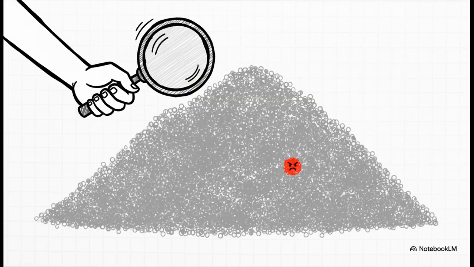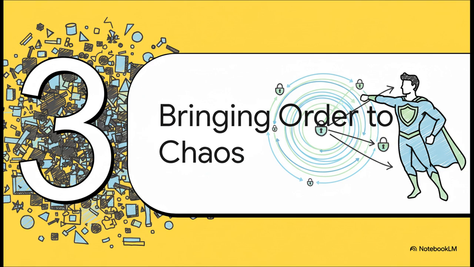So, here's the bottom line. Asking a human being to manually sift through this chaotic flood of data, it's like asking them to find one specific raindrop in the middle of a hurricane. It's not just difficult, it's practically impossible. But what if there was a way to automatically bring order to all of this chaos?